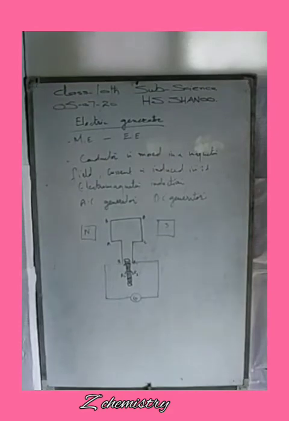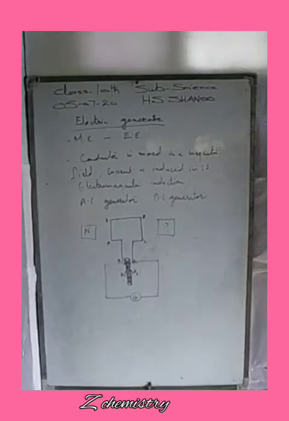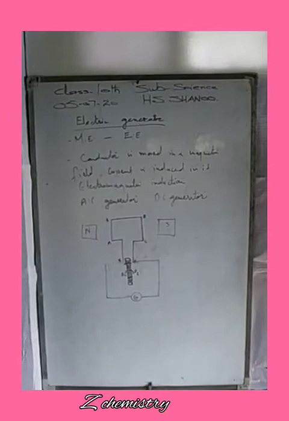And this electric generator is of two types. One is an AC generator and another is a DC generator. We can state that one works on alternating current and another works on direct current.